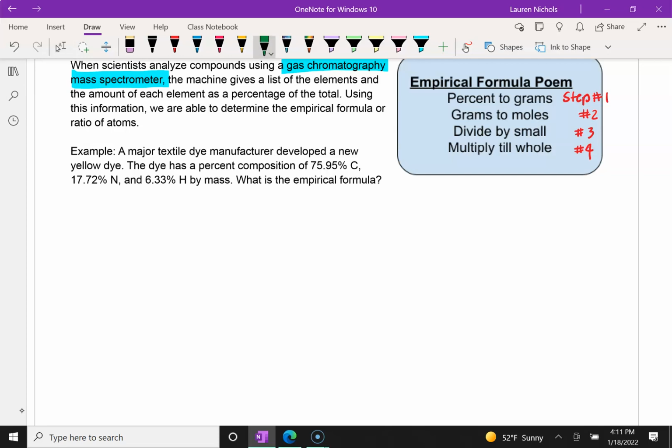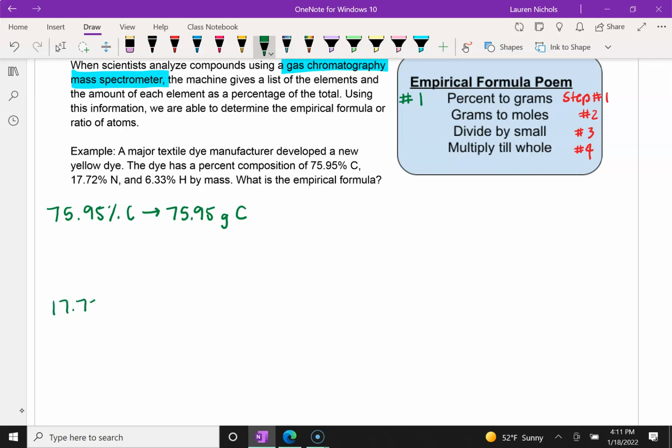So for step number 1, I'm going to do that in green. So the first thing we do is we change all our percentages to grams. So that means we literally change our 75.95% carbon, we're going to change it to grams by literally just swapping the percent sign and changing percent to a G for grams, because we're going to assume that we have 100 grams of this sample, and 75.95% of 100 grams is 75.95. Okay, so we're making an assumption there. We'll then do that for all of the other ones as well.